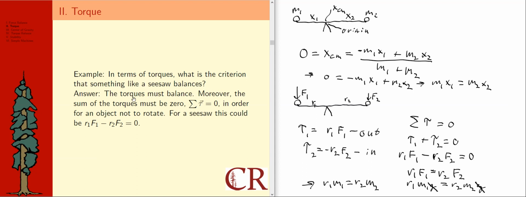But let's check it with the answer here, and I think this aligns more with what I did in the second case. It says torques must balance. Moreover, the sum of the torques must be 0 in order for an object not to rotate. For a seesaw, this could be, and that was the equation I arrived at here. Everything I did after that was to align it with what I'd gotten from a center of mass perspective.